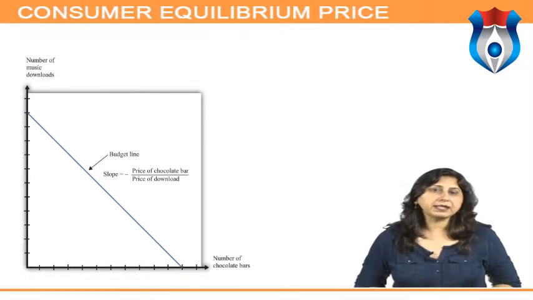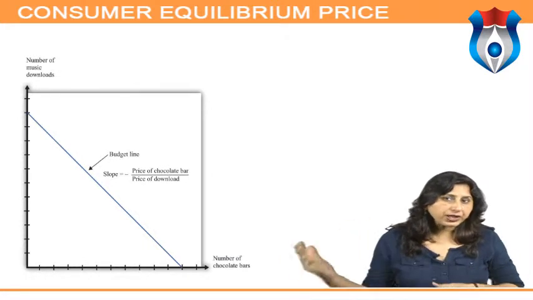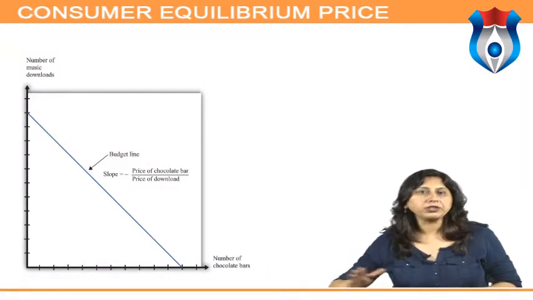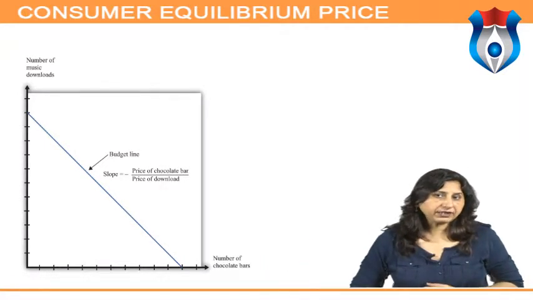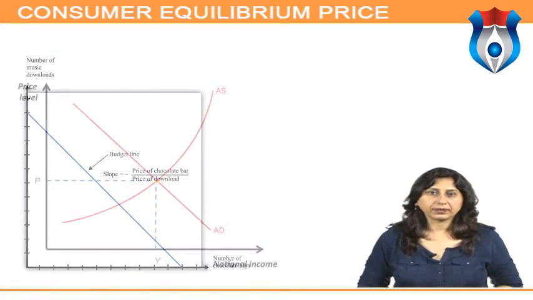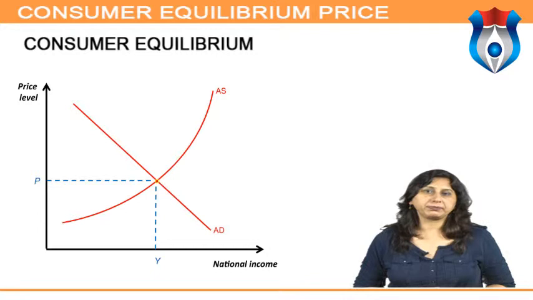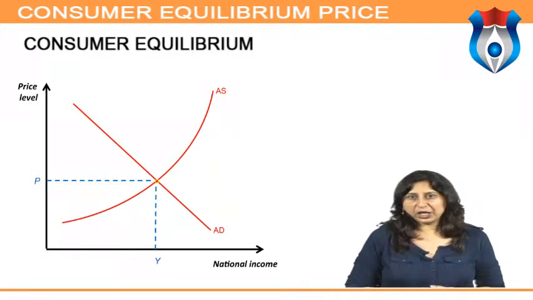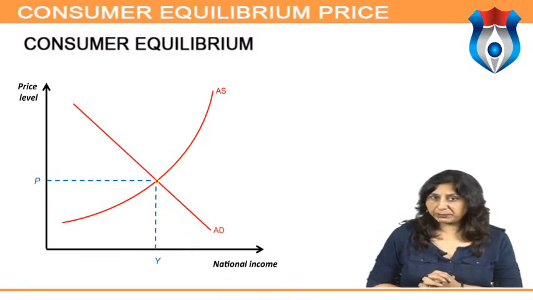The commodity bundles above and to the right of the budget line are beyond the reach of the consumer given their income and the prices of goods X and Y. Consumer equilibrium. Let us move further. Do you know what is consumer equilibrium?